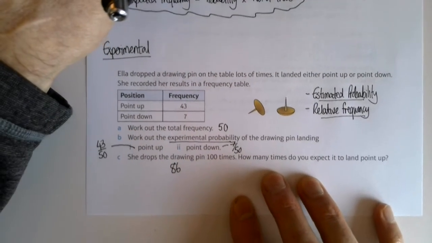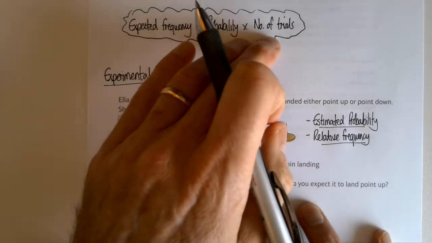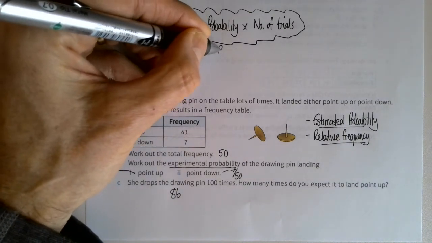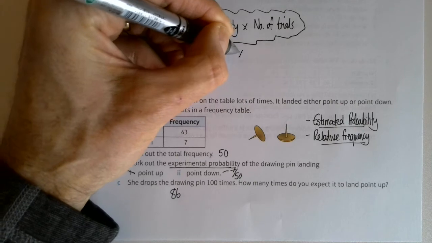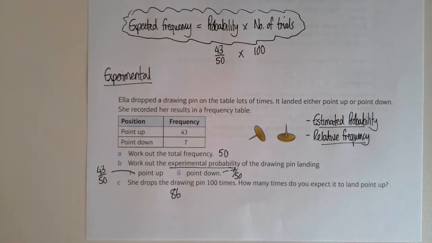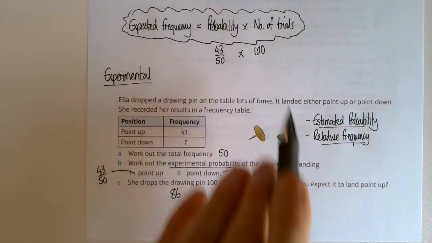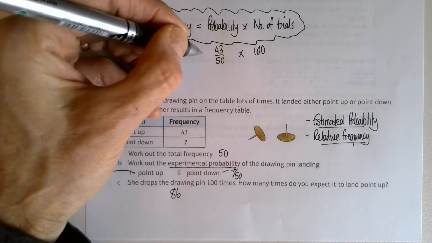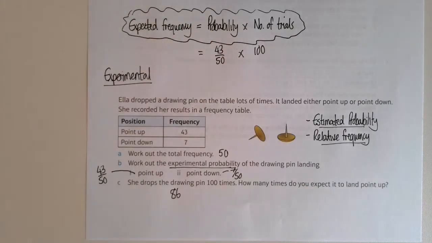But the rule that I introduced or reminded you of with theoretical probability still applies. So the other way you could do it is you could say, right, the probability was 43 out of 50, and I'm dropping it 100 times. So that rule applies to both theoretical and experimental probability. The answer to that sum is 86. So I got that answer using a common sense approach, but I could also have got it using the more formal formula.